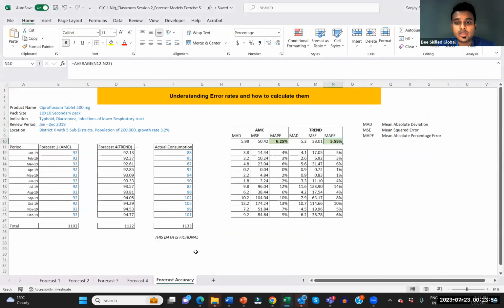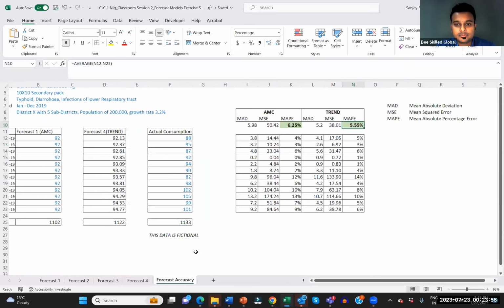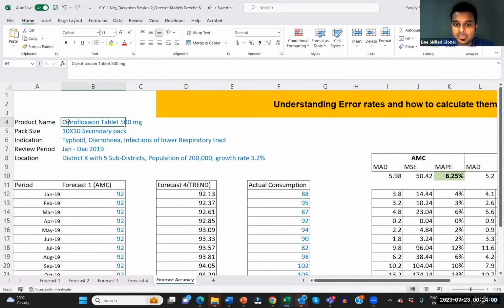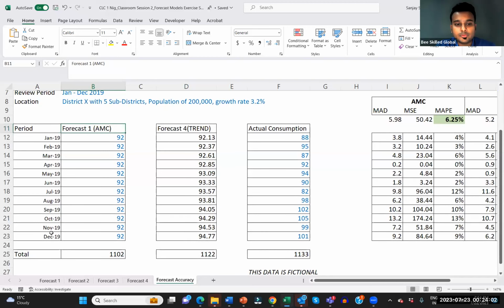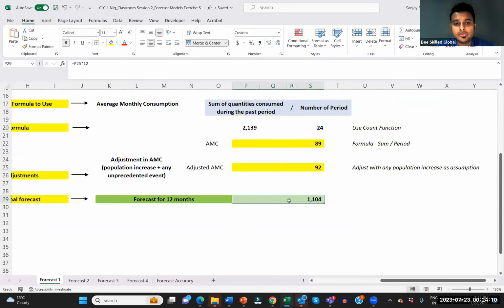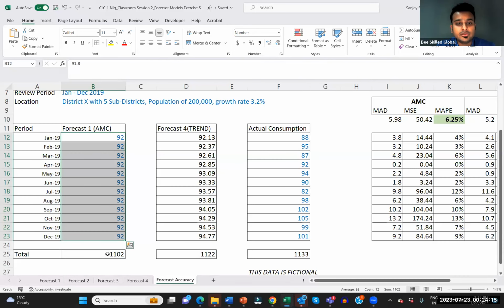This is the sheet for forecast accuracy. Again, we have taken the same example of ciprofloxacin. Forecast one was developed using average monthly consumption. If you remember, this was our forecast for 12 months. So we just divide that by 12.